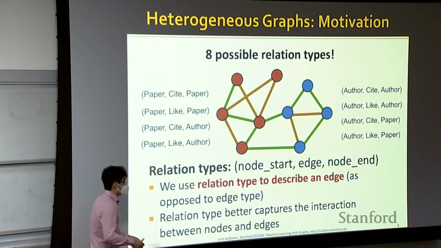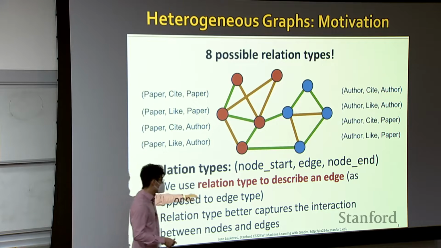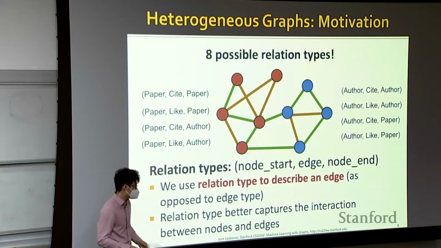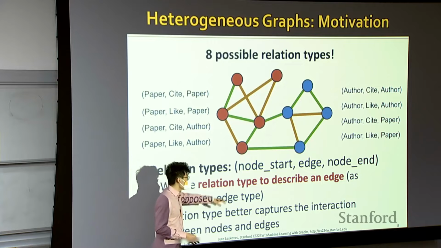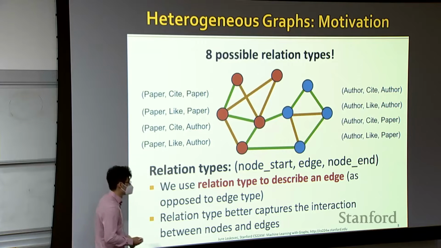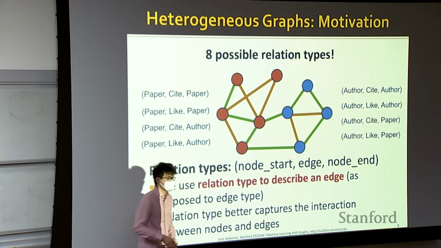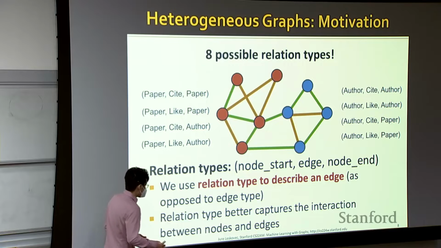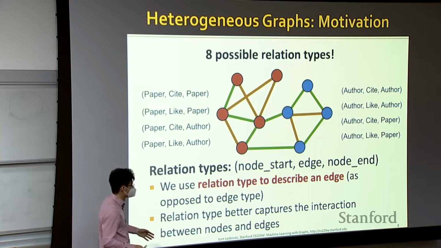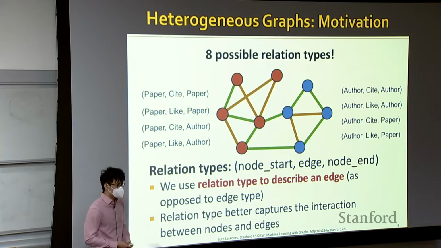And in practice, and in the remainder of this lecture, we will use this relation type to describe an edge, as opposed to directly using the edge type to represent an edge. The reason is that, as we can see, this relation type is more expressive, and it better captures the interactions between a pair of nodes and edges. Any questions so far?